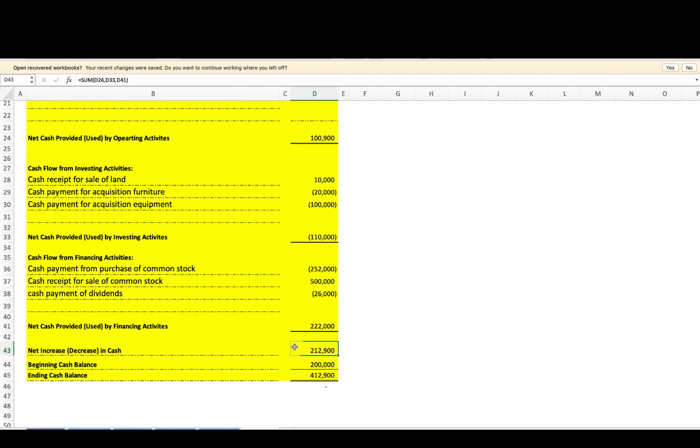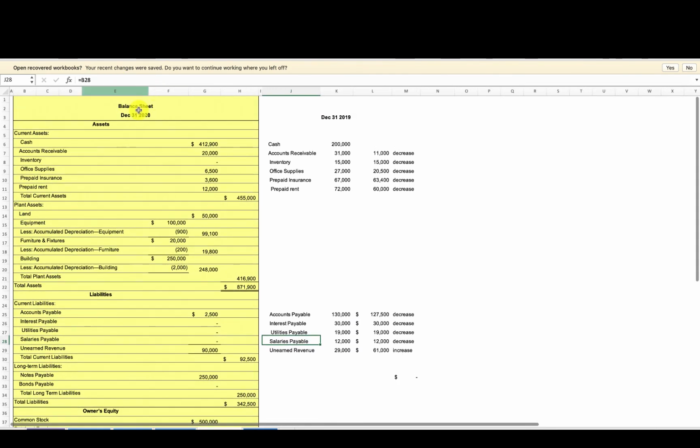Now I check this. How do I check this? Well, I go to the balance sheet and I compare my beginning and ending cash balance. So here's my balance sheet. The current year cash balance is my ending cash balance. The prior year cash balance is my beginning cash balance. So the 2019 balance is my beginning. The 2020 balance is my ending.